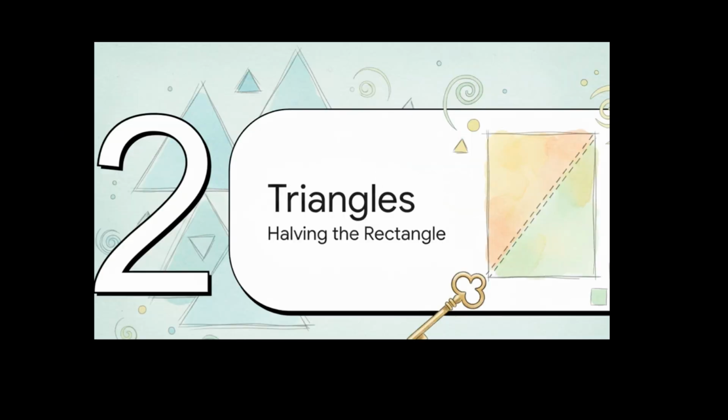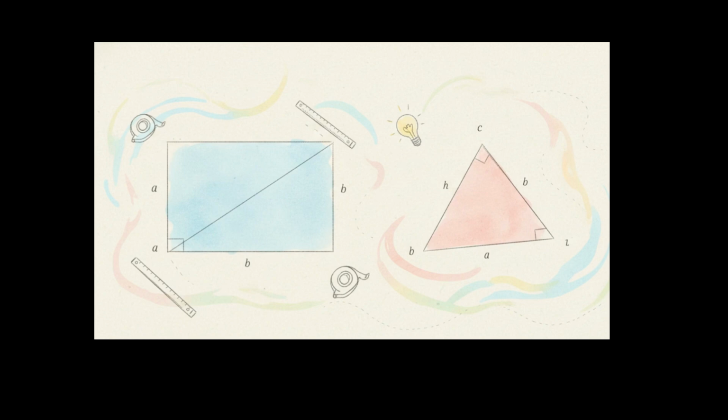Section 2, triangles, halving the rectangle. And this brilliantly illustrates that visual logic I promised you earlier. If you take our standard rectangle and just draw a single diagonal line right down the middle, what happens? You get 2 completely identical right-angled triangles. It's almost like a magic trick. That means the area of one triangle has to be exactly half the area of the entire rectangle.